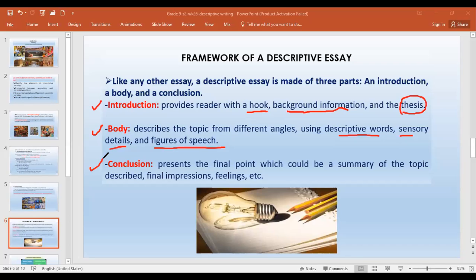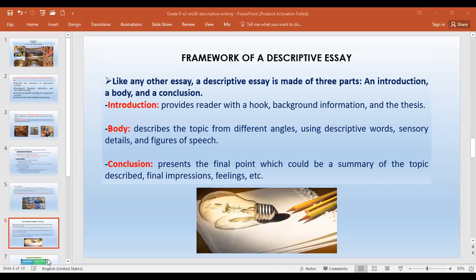Okay, great. So this is the framework of a descriptive essay. How many paragraphs do we usually write in grade 9? How many paragraphs? We know this is 1 and this is 1. How many paragraphs is the body? 2. Yes, 2. In grade 9, we should write 4 paragraphs. Everything clear so far? Yes. Okay, great.